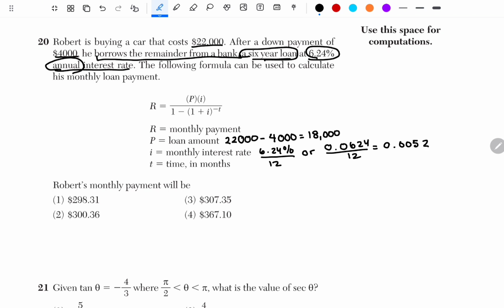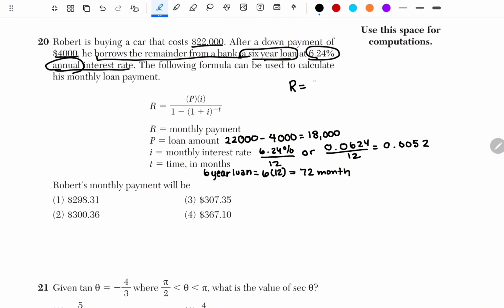Then T says time in months, so how long he's paying this. Remember, this is a 6-year loan. If it's a 6-year loan and we're multiplying that by 12 for 12 months in a year, we know that it's going to be a 72-month loan. So just like that, we figured all the parts of our equation. Now we just plug it in.